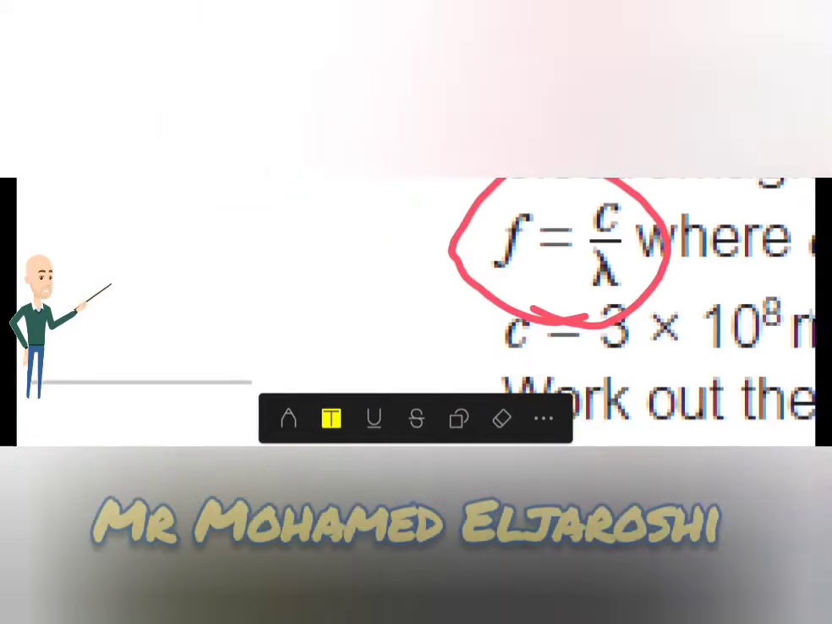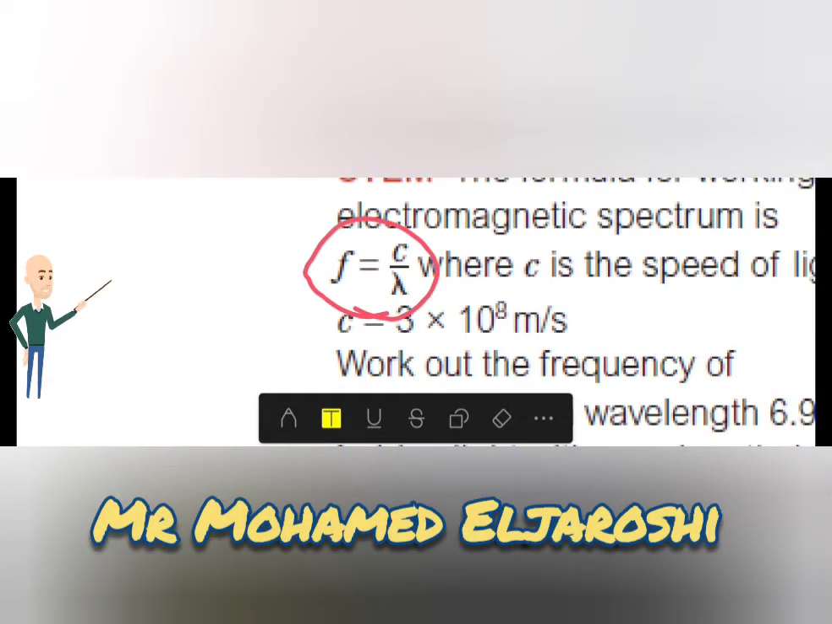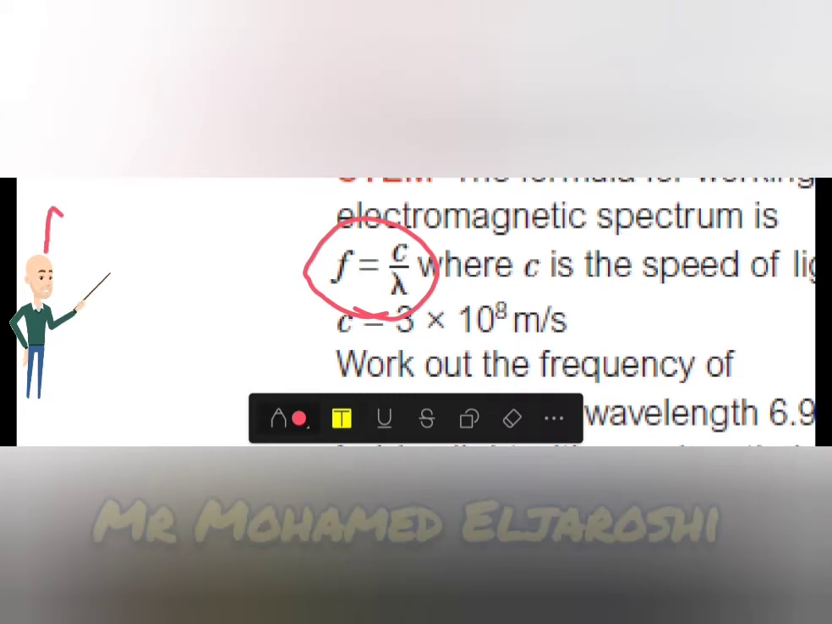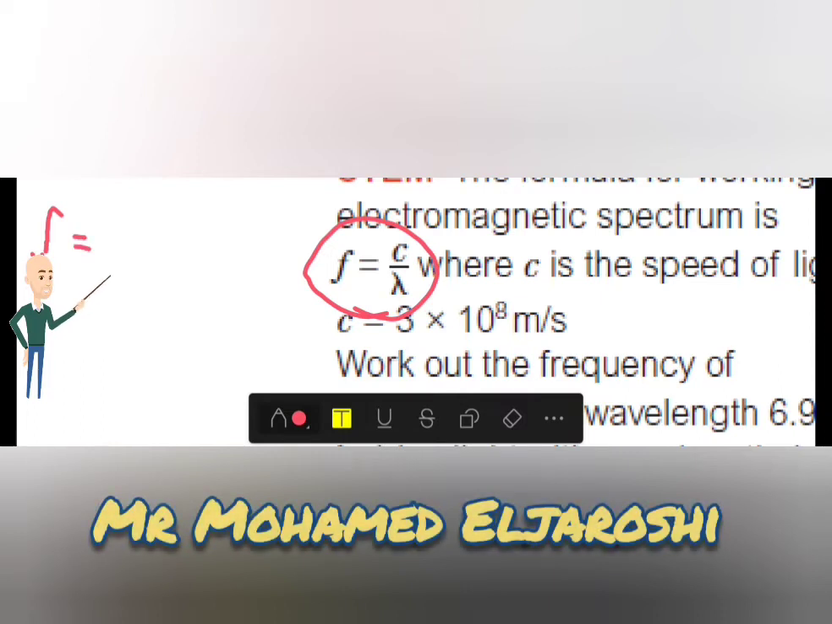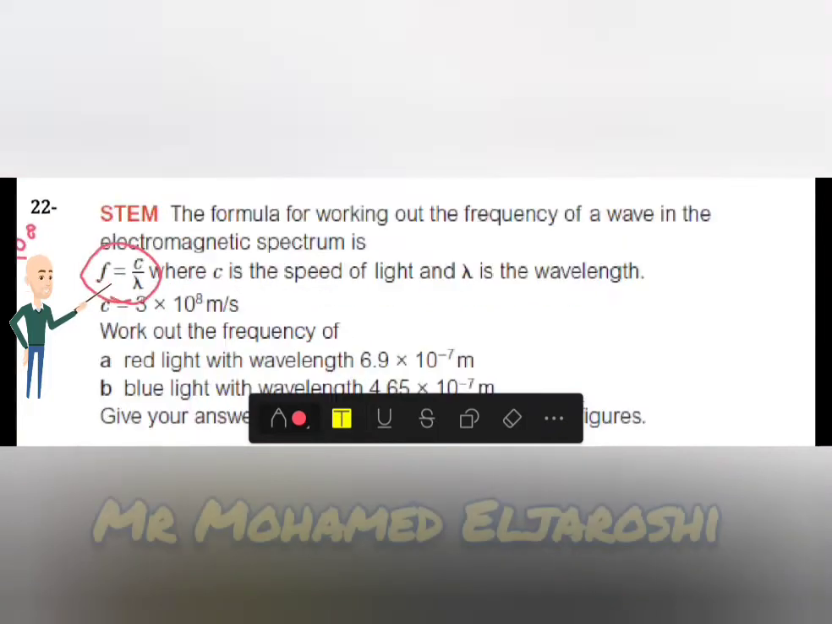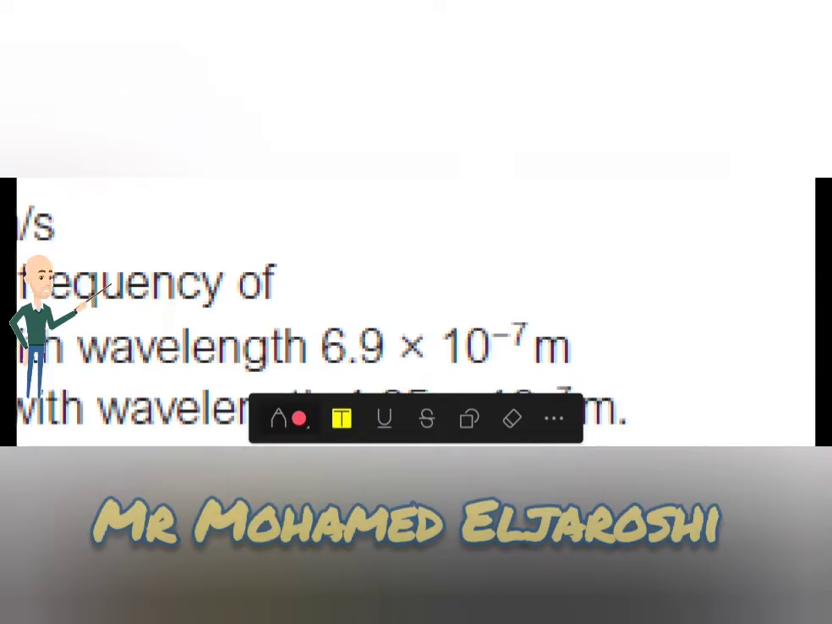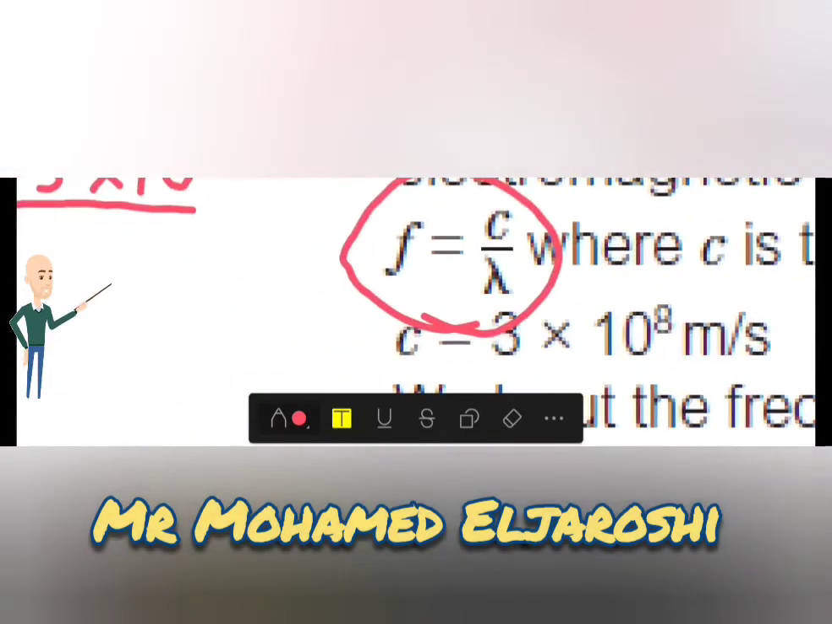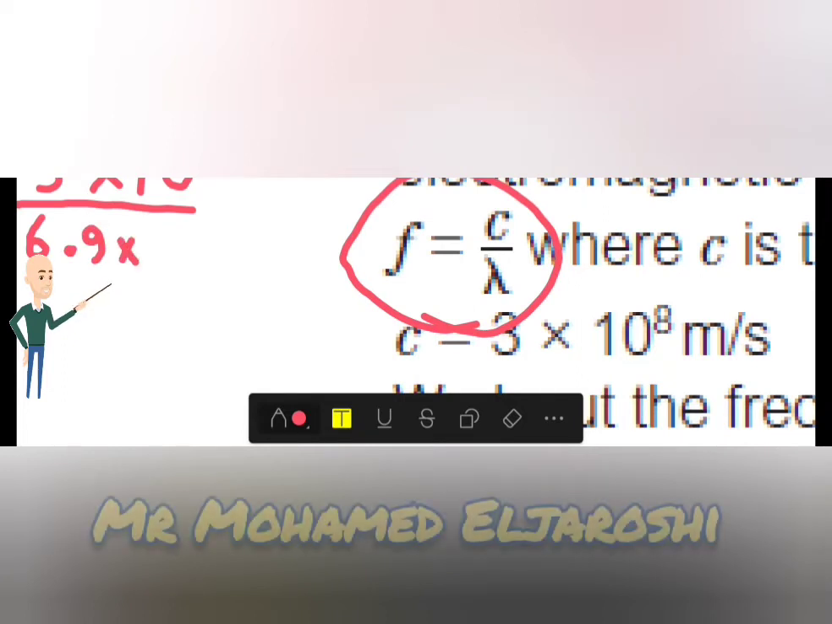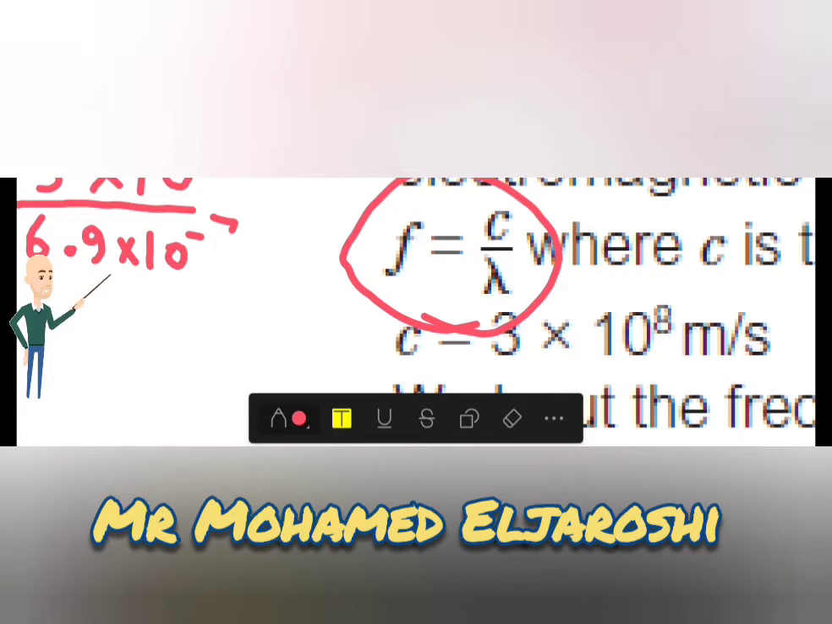So, as we said, we're going to use this formula. So, the frequency equals the speed, which is 3 multiplied by 10 power of 8, divided by the wavelength, and the wavelength is this one, 6.9 multiplied by 10 power of negative 7. 6.9 multiplied by 10 with a power of negative 7.